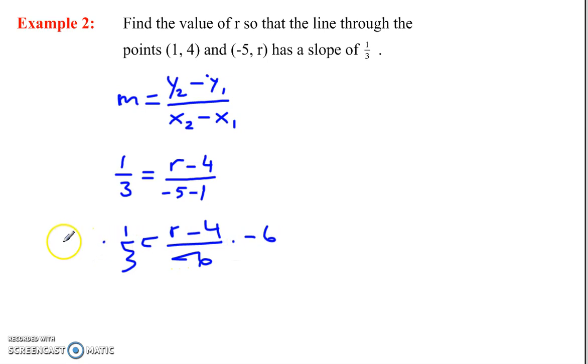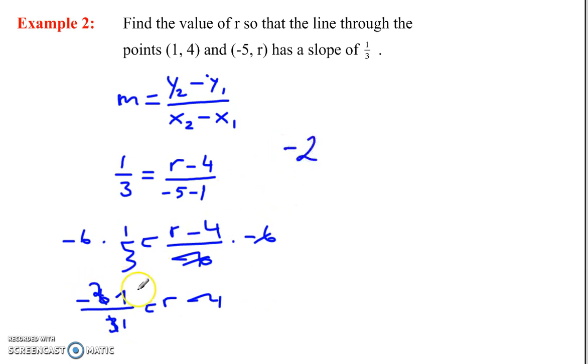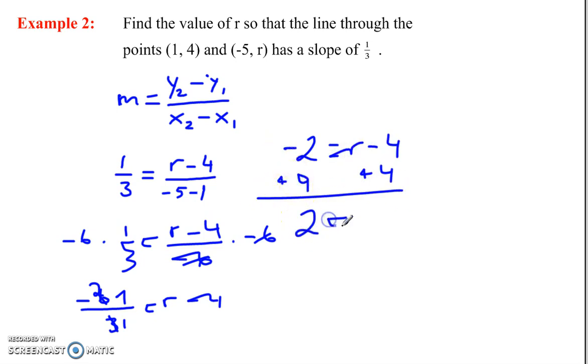Multiply each side by negative 6. This cancels out. Here we get negative 6 times 1 over 3 is equal to r minus 4. I can simplify here, divide each one of these by 3. I get 2 there and 1 here. So I'm left with negative 2 times 1 is negative 2 is equal to r minus 4. Add 4 to each side, and I get r is equal to 2. That should say 2 is equal to r. r is equal to 2.